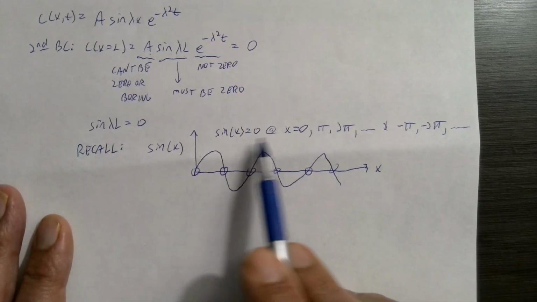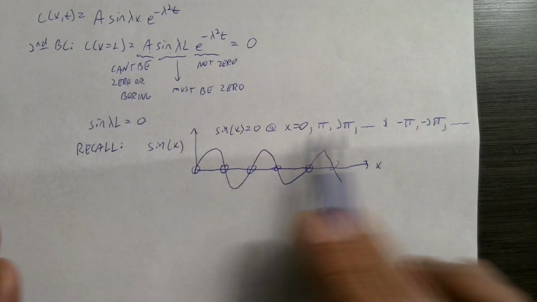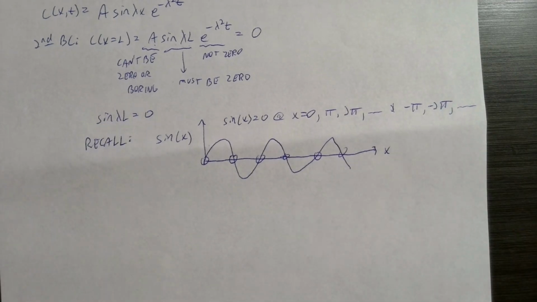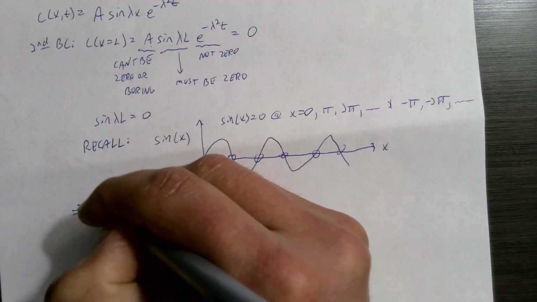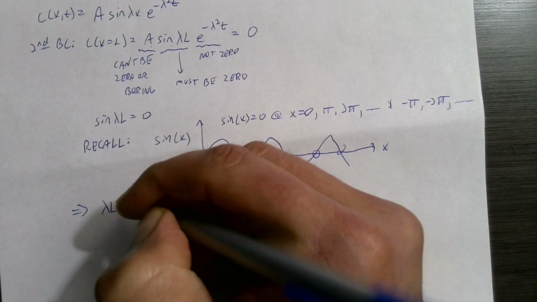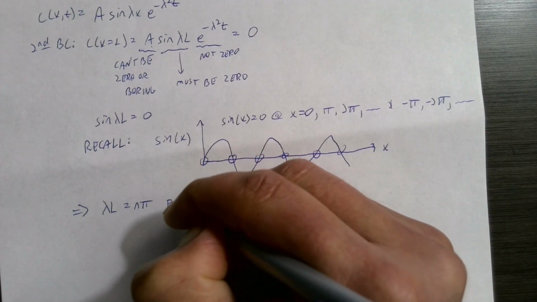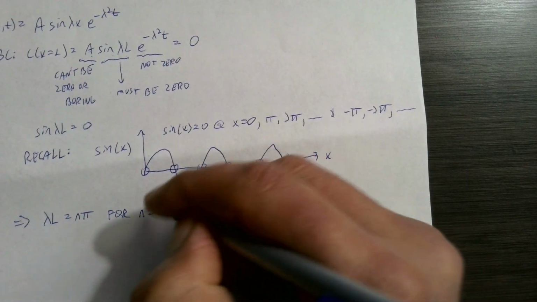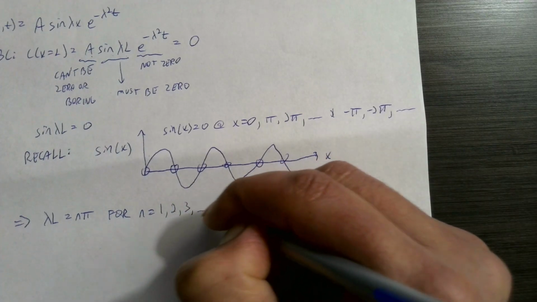Okay, so all integral multiples of pi. And so we might describe then the solution as, the solution is n times pi. Okay, so we can say that therefore we need lambda times L to equal n pi for n is equal to 1, 2, 3, dot, dot, dot.